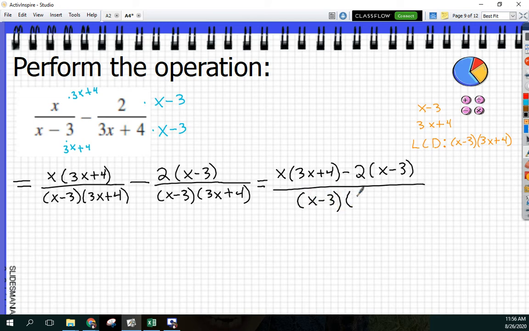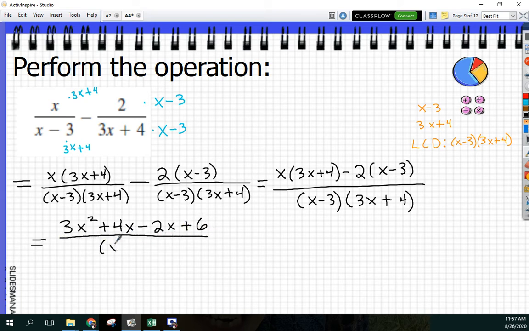And it's really important to make sure that we carry that subtraction symbol with us, because that's the biggest mistake that I see in these types of problems, is that people will drop their subtraction sign. So now again, we're going to leave our denominator in factored form. However, we do want to try and simplify the top. So distributing that x, we get 3x squared plus 4x. Distributing that negative 2, we get minus 2x plus 6. And that's going to be the really important thing. That negative has to apply to both the x and the negative 3.